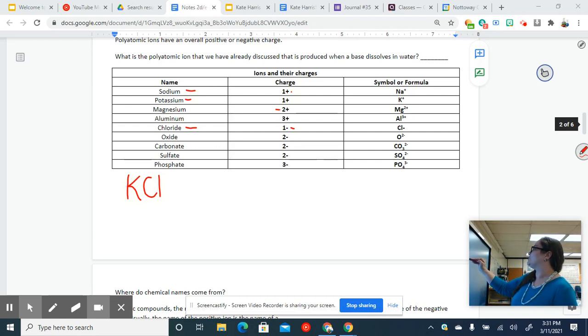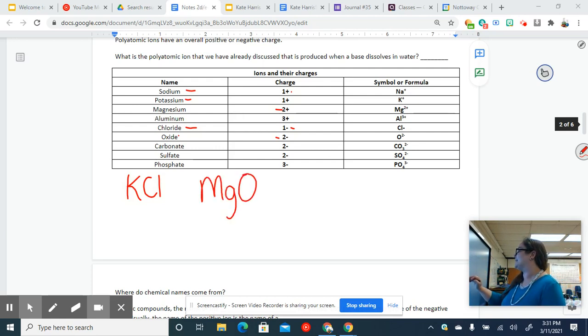You see, magnesium has a charge of 2, and oxygen has a charge of 2. So magnesium oxide would just be MgO. But what do you do when you have different charges? Like sulfate has a negative 2, and maybe I want potassium sulfate. Potassium has a plus 1 and sulfate has a negative 2, that means I need 2 potassiums to balance it out. So K2SO4 would be potassium sulfate.